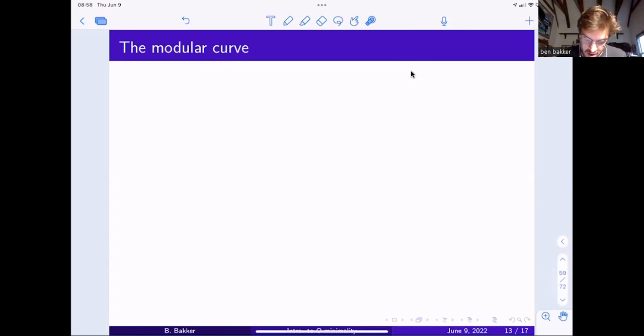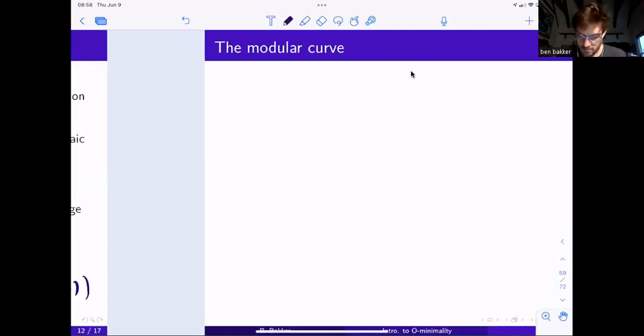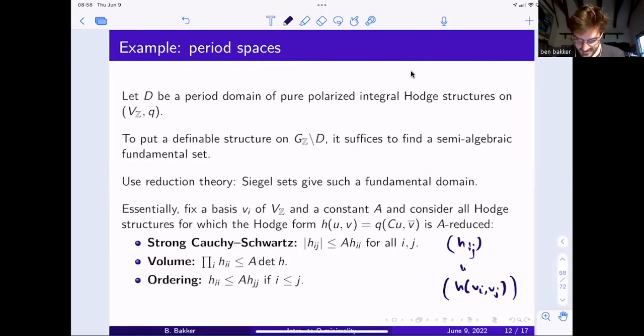So the modular curve is the example of Hodge structures that look like the H1 of an elliptic curve, and in this case, yeah. Can I ask a quick question about your previous slide? Yeah, sure. Maybe I have missed something, but is your domain defined through these A reduced basis? Namely, when you can find an A reduced basis, this is your domain.